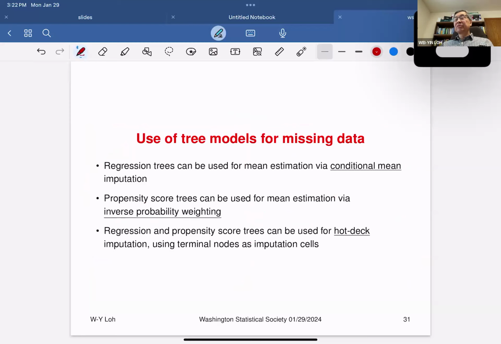So there are three models used for missing data. You can use them for conditional mean imputation if you use regression trees. If you use propensity score trees, I didn't talk about this, but there's another method called inverse probability weighting. The moment you have the propensity scores, you can use IPW, or inverse propensity score weighting, to calculate the mean. Or you can use hot deck. Currently, I sort of like hot deck because it tries to overcome some of the underestimation of variance.